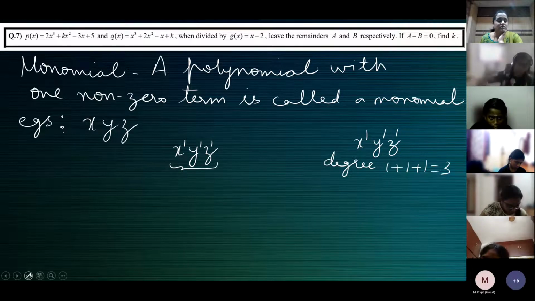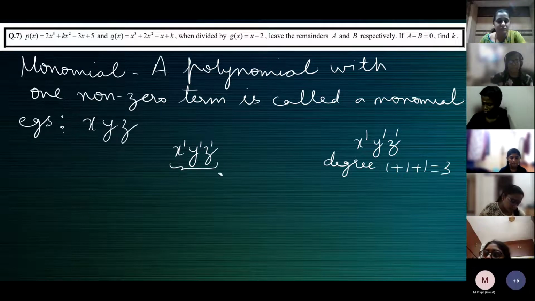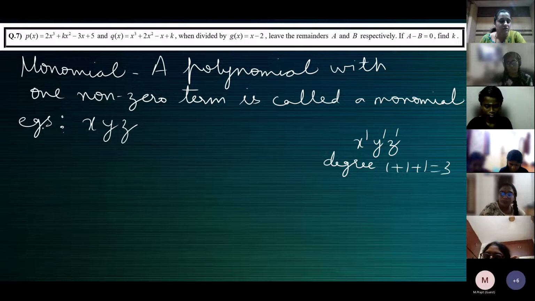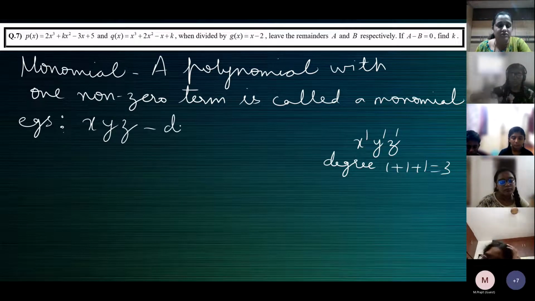Make a note. The degree of this monomial is 3. Please make a note. You can just make a note of that. The degree is 3.